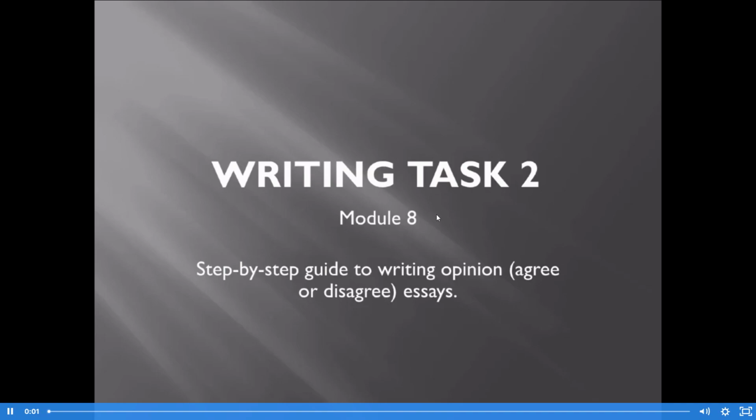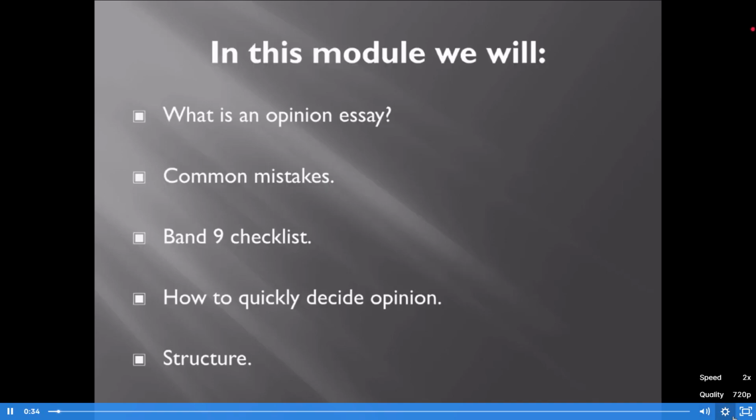All right, so welcome to Module 8, step-by-step guide to writing opinion or agree or disagree essays. When I speak about opinion essays or agree or disagree essays, they're exactly the same thing. In these modules 8, 9, 10, 11, 12, we're going to take the 5 different types of IELTS Writing Task 2 question and go through them in detail step by step. In this module, we're going to look at what an opinion essay actually is.